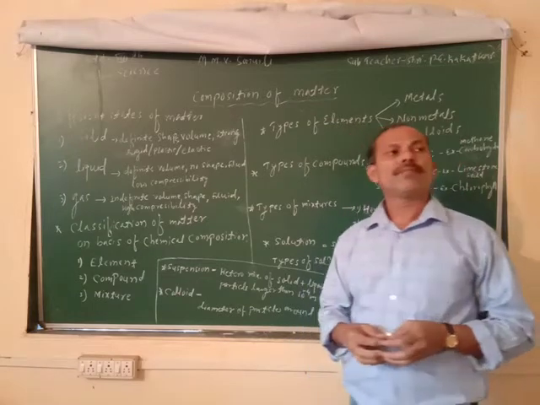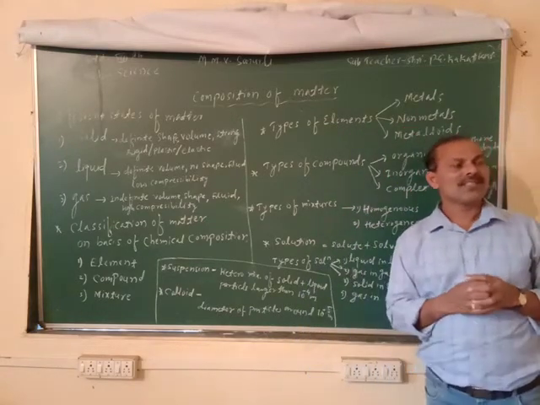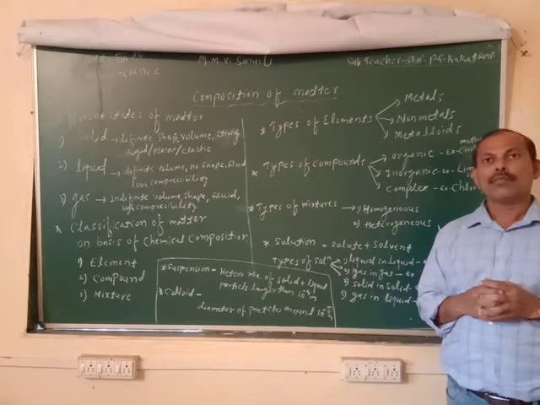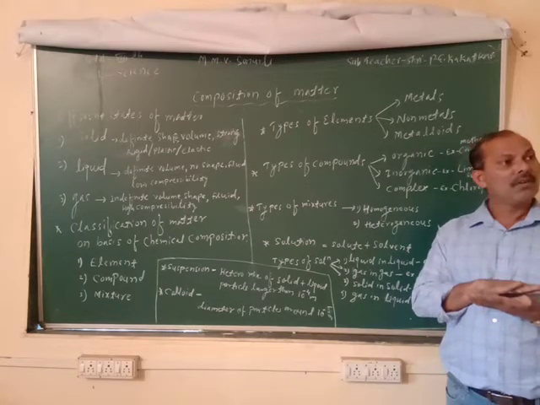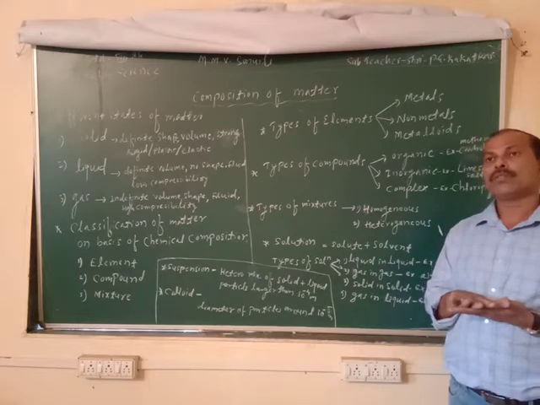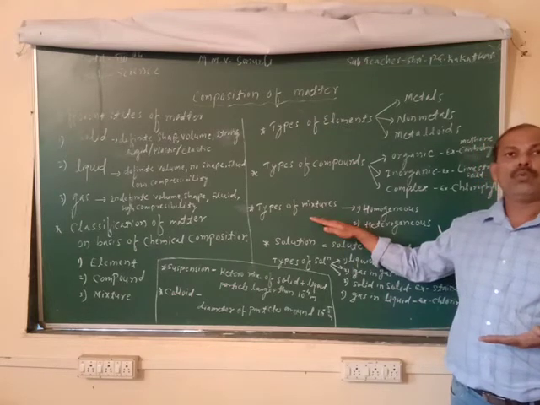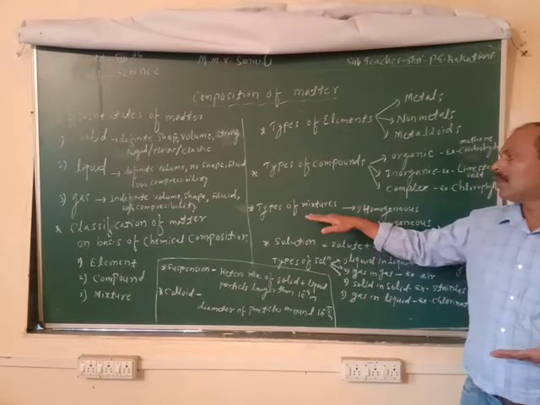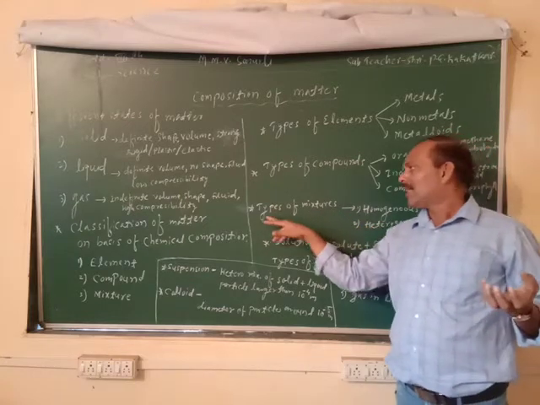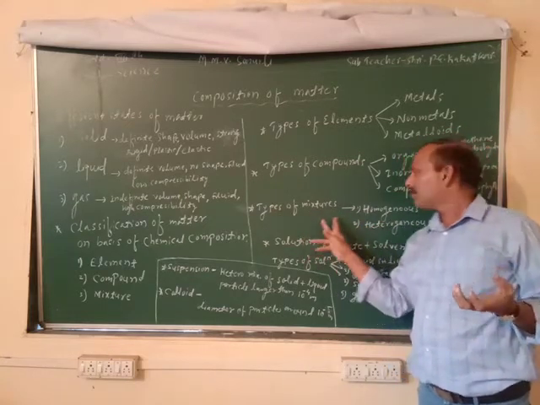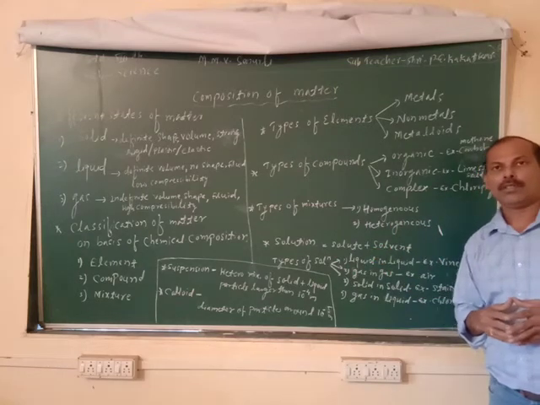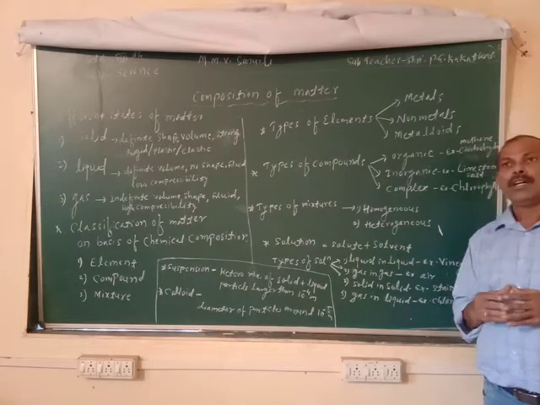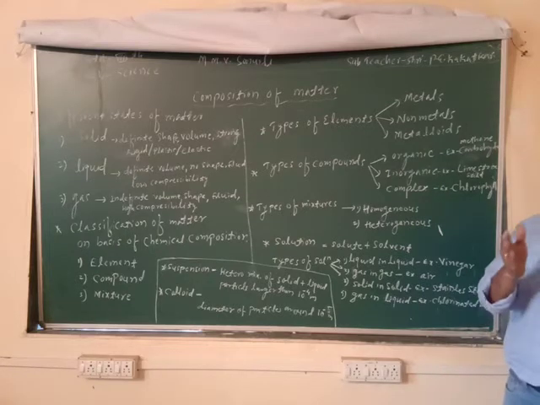Then mixture and types of mixture. What is a mixture? Two or more substances come together without any regular proportion. If two or more substances come together, that becomes a mixture. The types of mixtures are homogeneous mixture and heterogeneous mixture. Homogeneous means two or more substances are in the same phase.